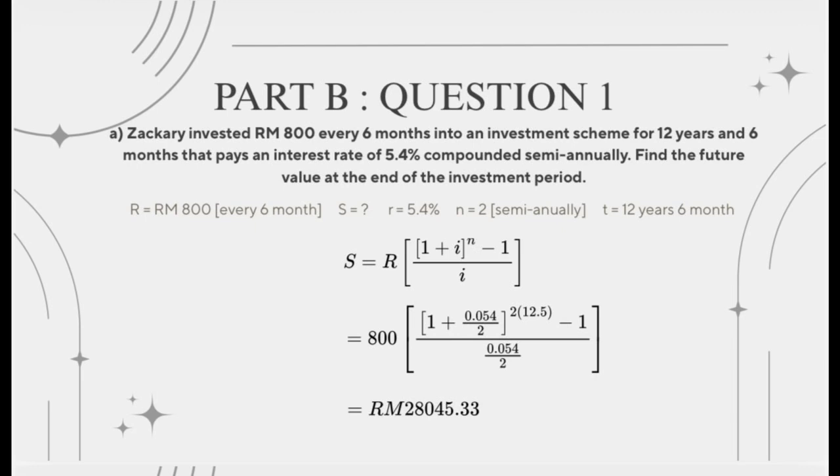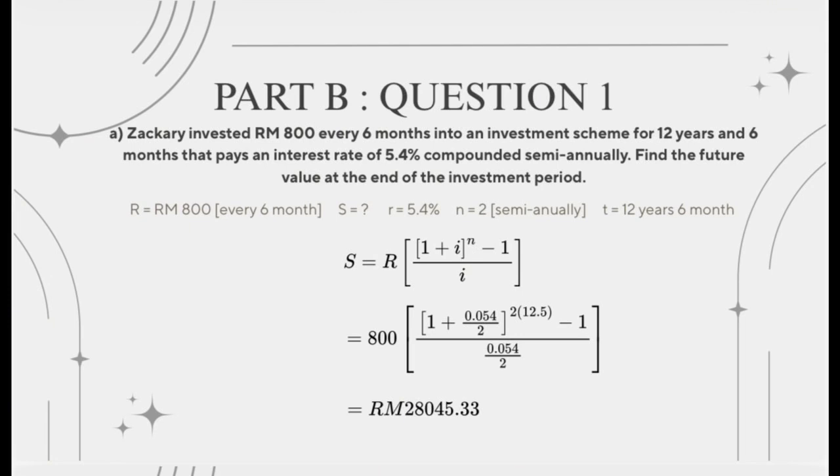The investment lasts for 12 years and 6 months, and it earns an interest rate of 5.4% compounded semi-annually. We are required to find the future value at the end of the investment period. Since this is a periodic investment, we use the future value of an annuity formula. S equals R bracket 1 plus I to the power of N minus 1 close bracket divided by I.